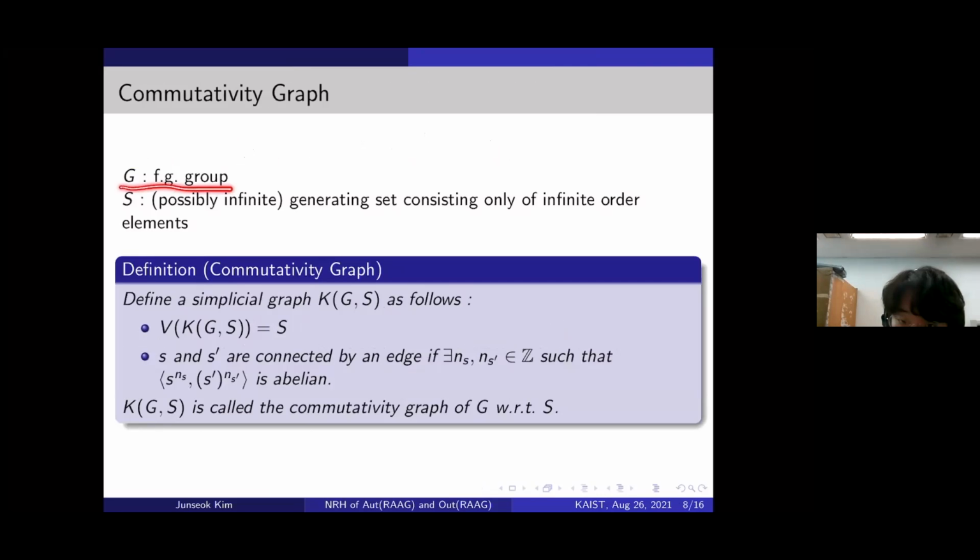G is a finitely generated group again, and the generating set S must have only infinite order elements. That's the setting, and the definition of the commutativity graph K is that the vertex set of K is just the generating set S, and we make an edge joining s and s prime if some integer exponents of them generate an abelian subgroup of G. That's the definition of the commutativity graph. Note that if s and s prime commute, then they can be joined by an edge directly. And I will use this idea in the proof.